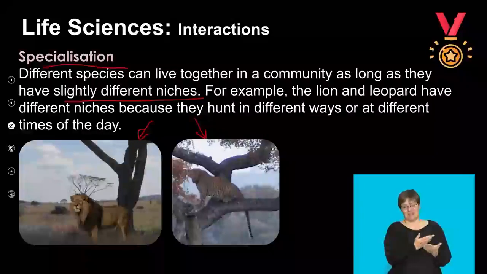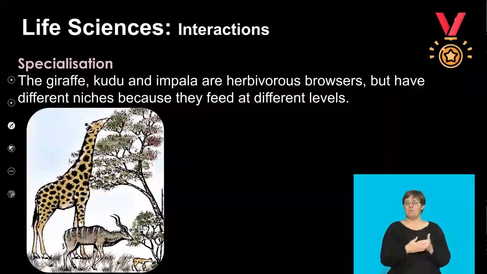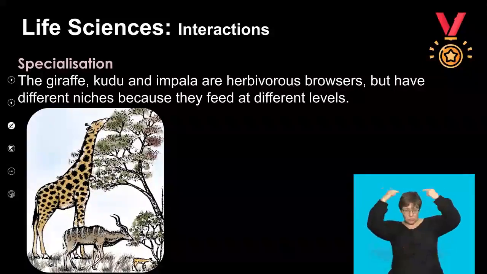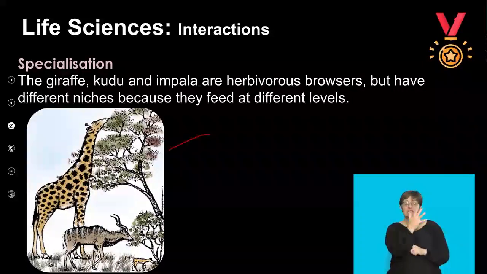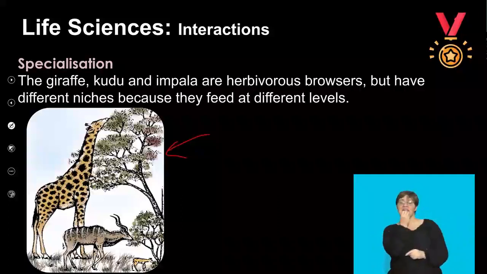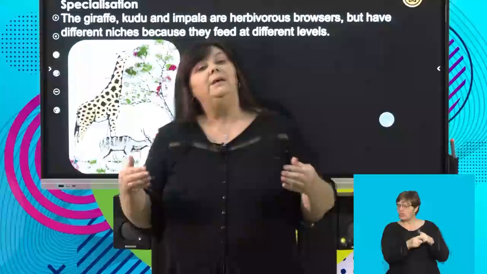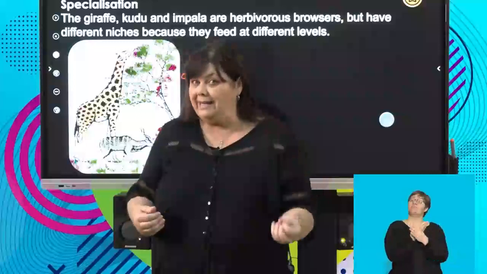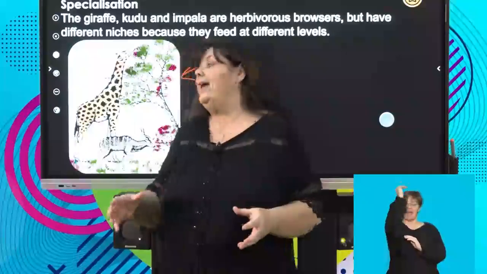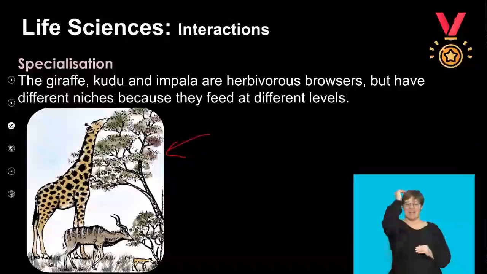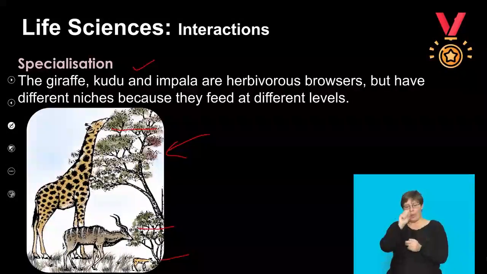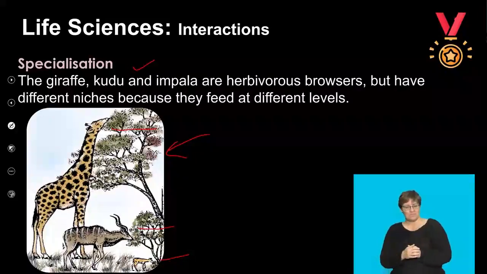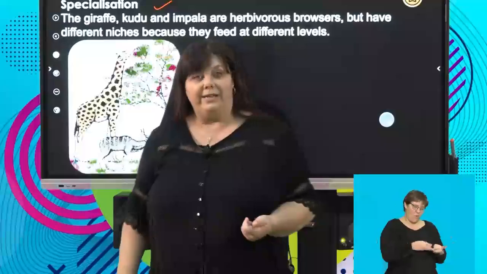Another example, we've got a giraffe, kudu, and a little impala. They all eat the leaves off the same tree. So we could see that this is going to result in competition. But competition is avoided because they undergo specialization. And here we can see clearly that they're eating at different levels. And so they're exploiting different niches.